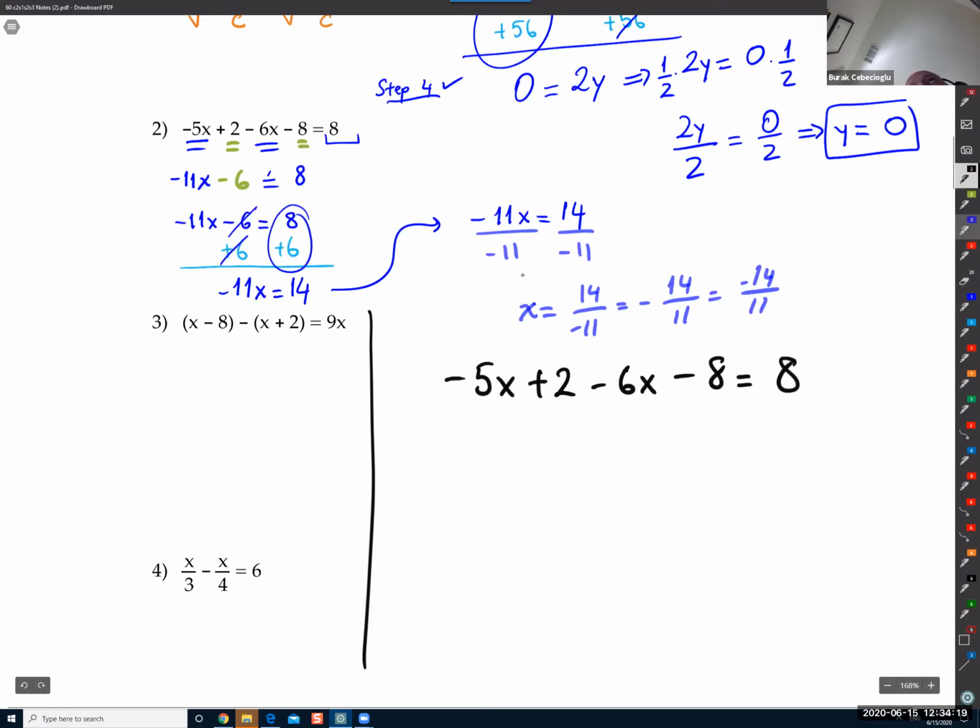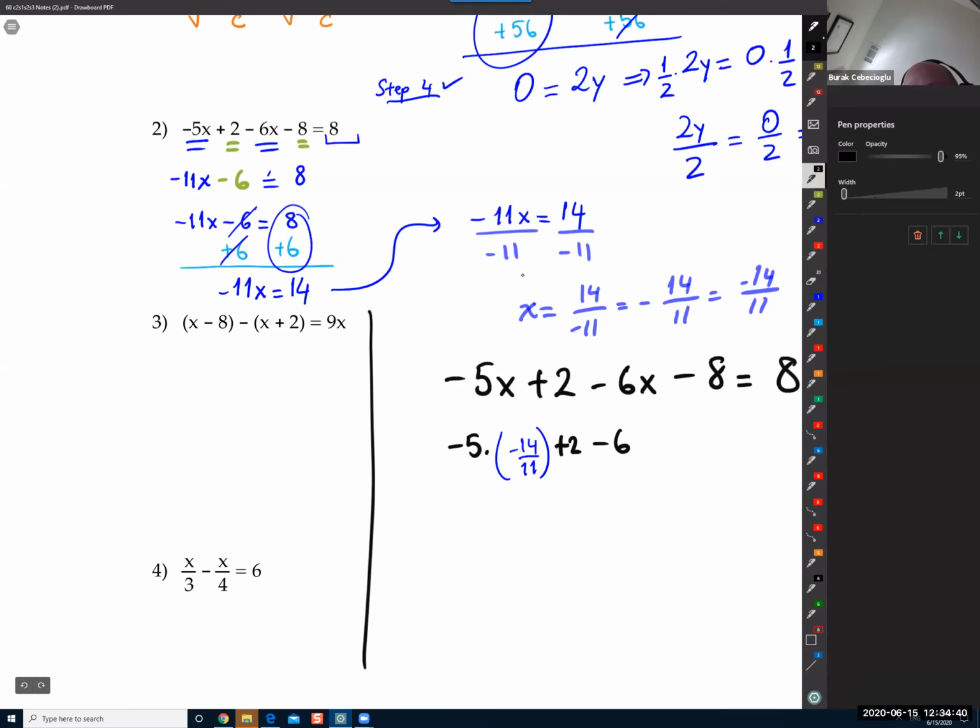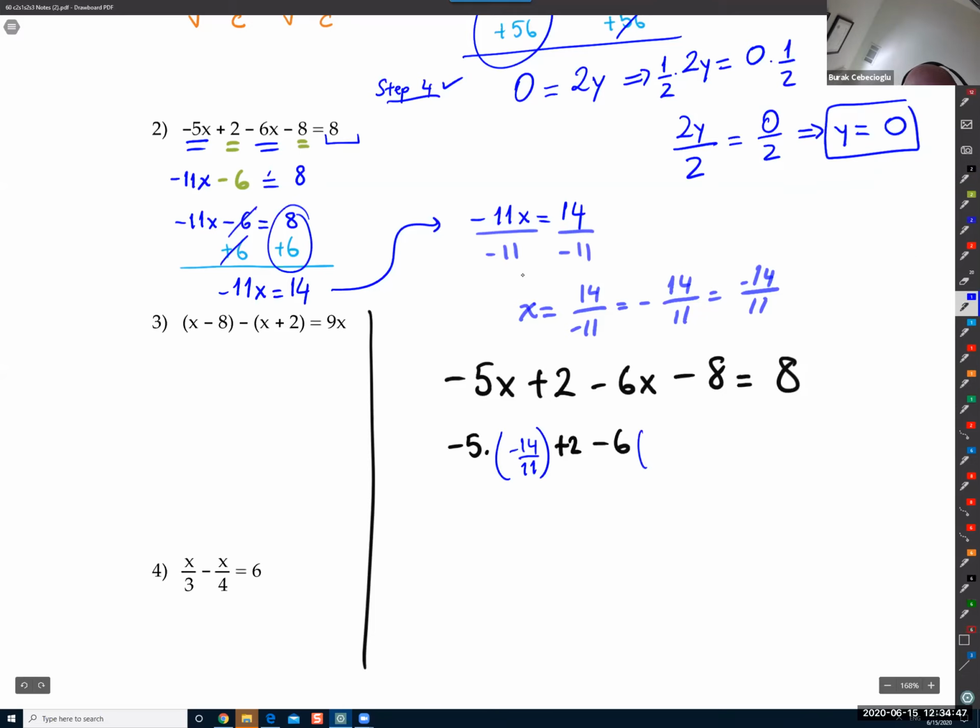Now, every time you see x, you're going to plug in what? Negative 14 over 11, right? So negative 5 times negative 14 over 11 plus 2 minus 6 times negative 14 over 11 minus 8 is equal to 8.